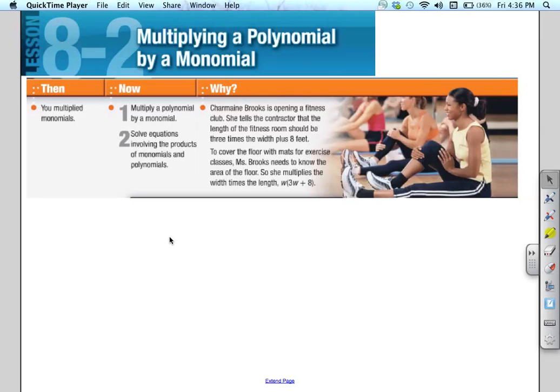We now know that a polynomial is one that has more than one monomial in it. It could also just be a monomial, but it has one or more terms in it. And we're going to multiply these together. Basically, we're just going to be using the distributive property and taking it to a different level.